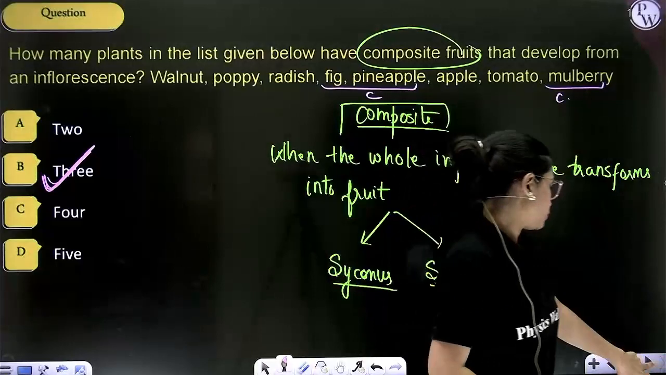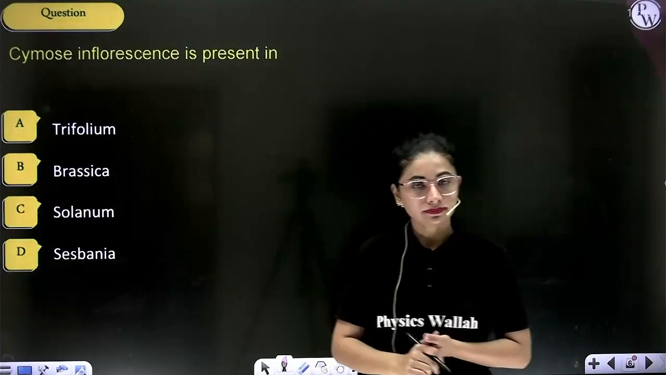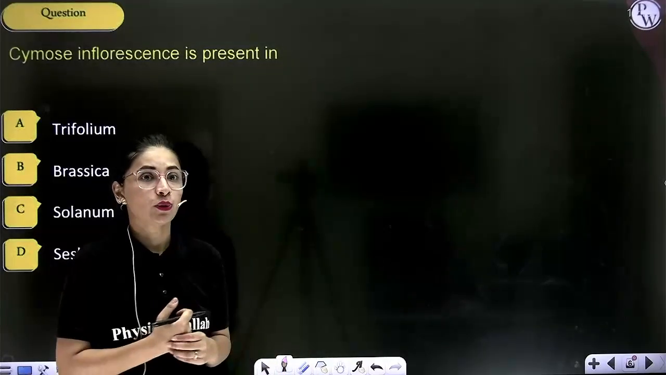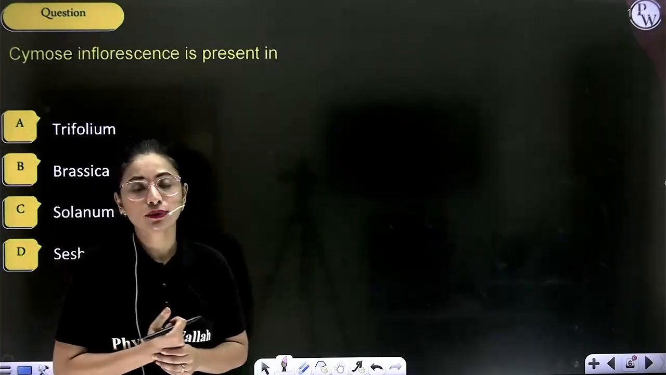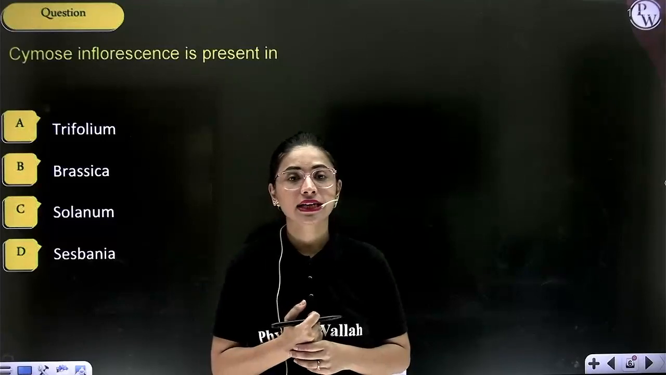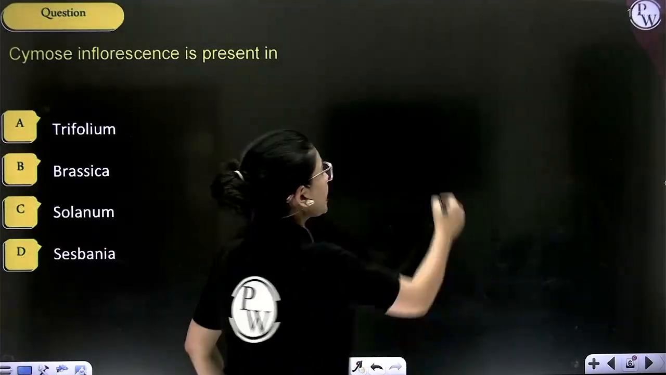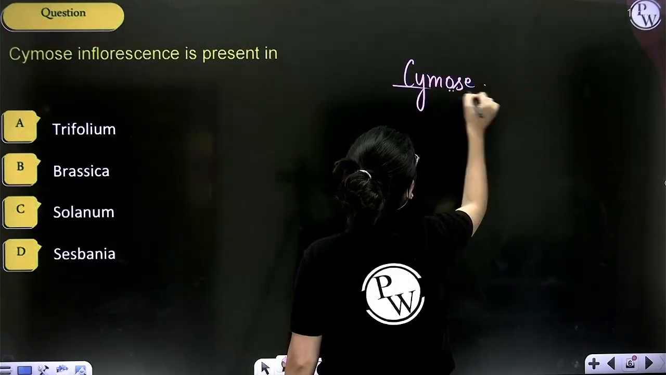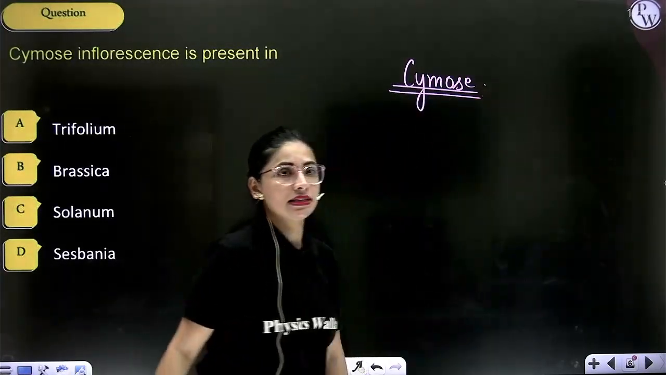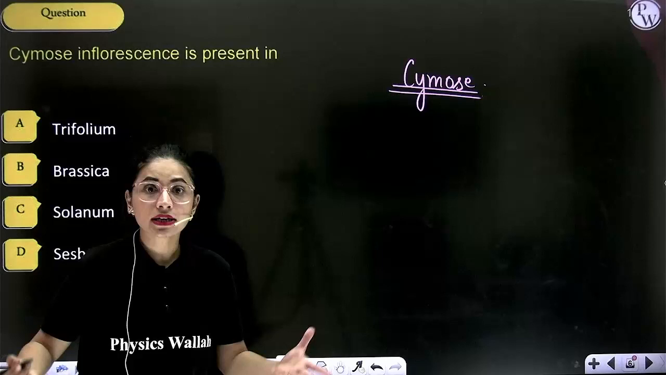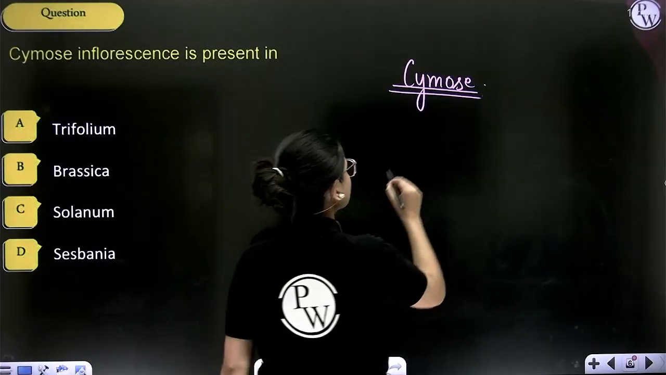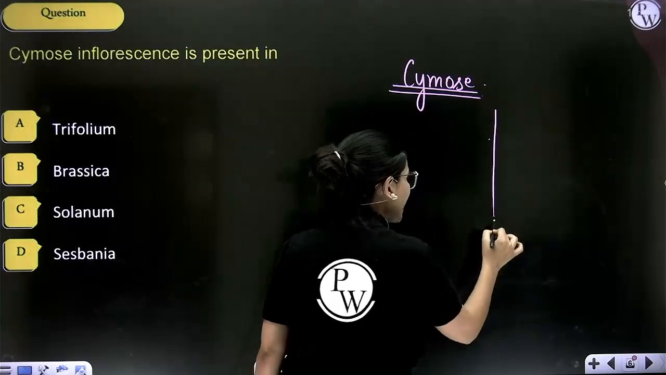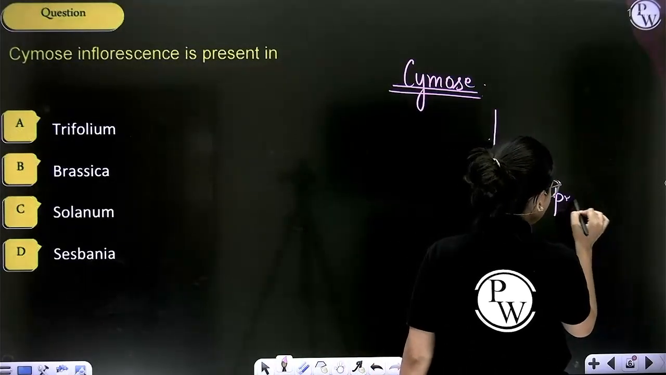Clear? Chalo. Next question. Cymose inflorescence is present in. So again, before you answer the question, let's try to understand what does this cymose inflorescence mean. What is this? Now see beta, when a flower is born in a floral axis, this floral axis is called as peduncle.